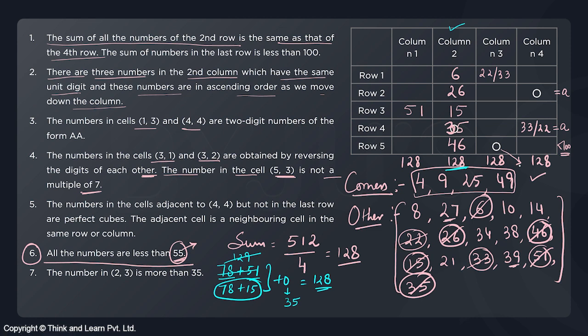So this number is going to be, let me just write it here, 27 or 39. Currently I cannot use it, so I am just leaving it here. It is either 27 or 39.